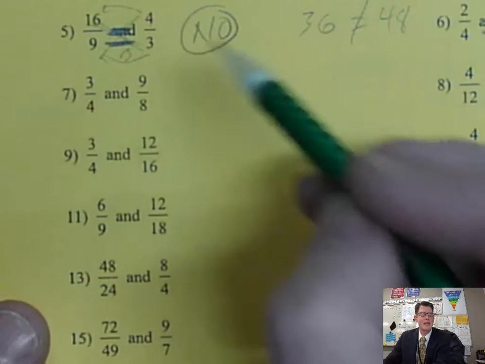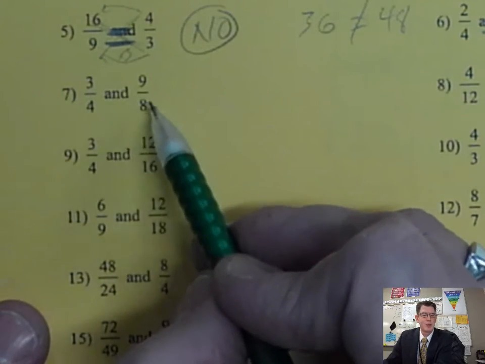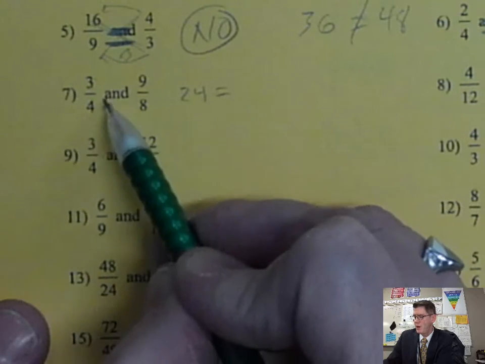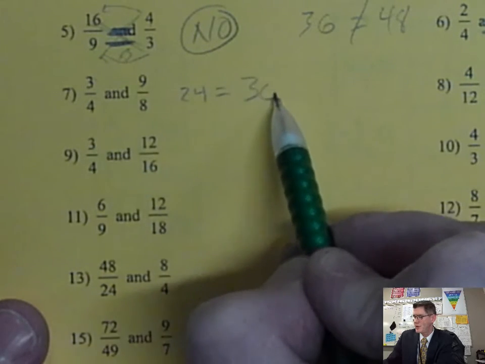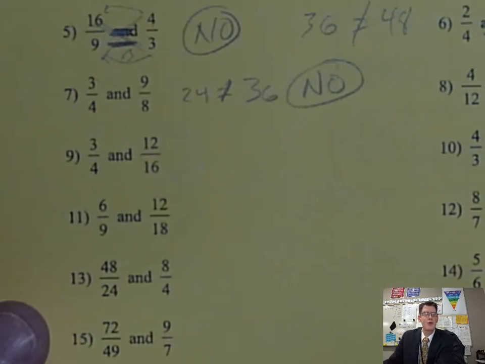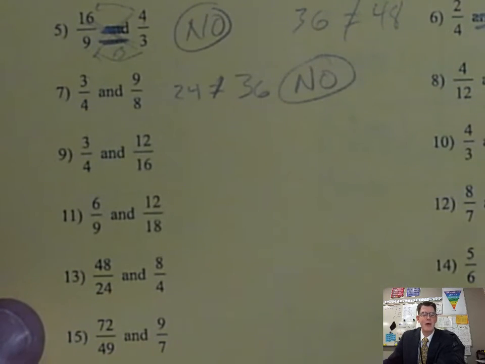You may already see an answer there. If you cross multiply, 3 times 8 is 24, and 4 times 9 is 36. Nope, those are not equal. So work through these, see if they're equal fractions.